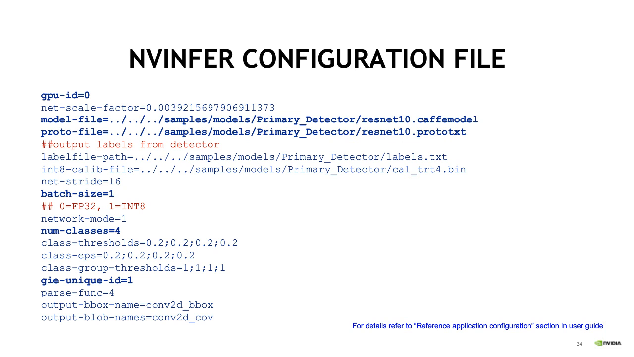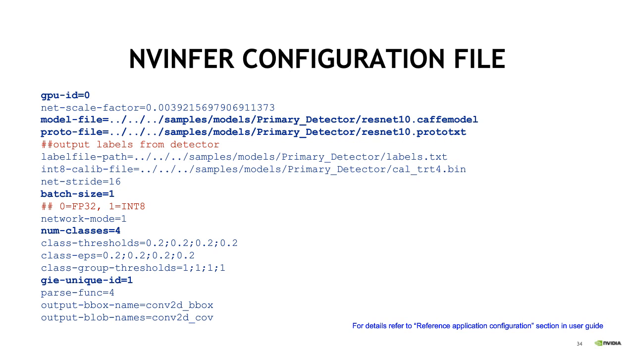Num classes is the number of classes the model can detect. We are using ResNet 10 with 4 classifier networks. And finally, GIE unique ID is a unique ID that we assign to each inference component so that the application or other elements can understand which neural network this metadata belongs to.